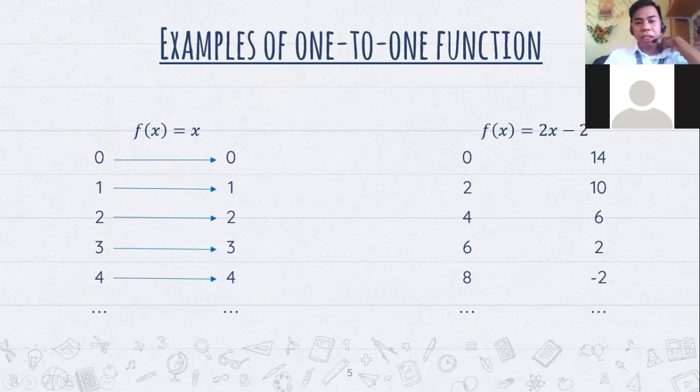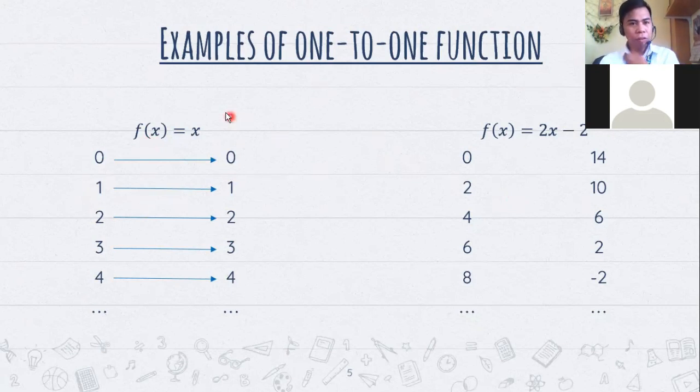Hindi naman pwede na 0 na nga inilagay mo sa x, magiging 1 pa tayo, di ba? Hindi pwede yon. So, siya ay 1-to-1. Okay? 1-to-1 siya. How about when we have itong nasa kabila?